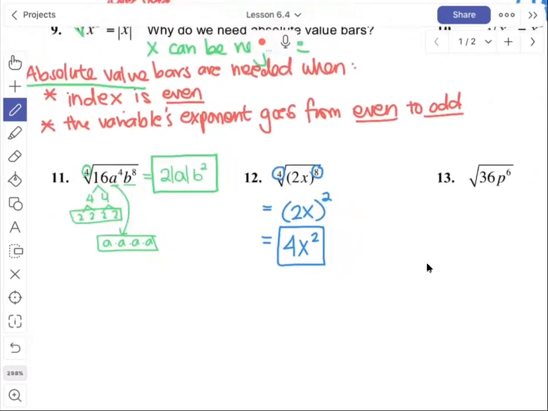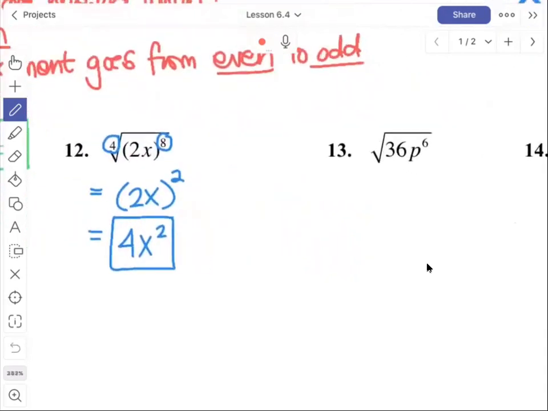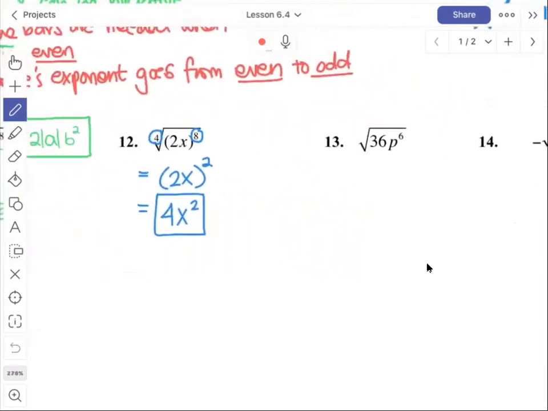Oh, I just did all of it. Okay, let me have somebody help me with number 13. All right, 13, let's go to Samantha. All right, Samantha, help me with number 13. Doesn't it just go down to like rad 36? So is that just like 6? Good. So rad 36 is just 6. Nice. Done. Now, what about the p to the 6th power? What does that become?